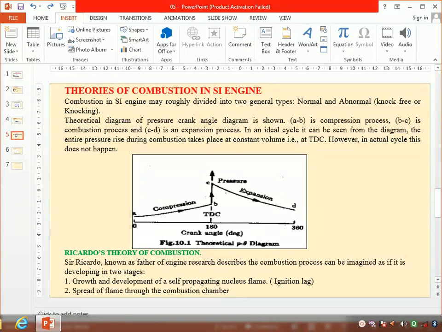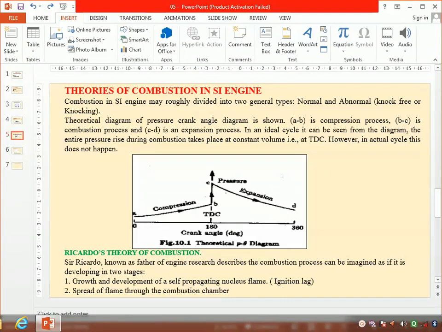The figure shows the theoretical P theta diagram, pressure versus crank angle. A to B is the compression process, B to C is the combustion process, and C to D is the expansion process. In an ideal cycle, it can be seen from the diagram that the entire pressure rise during combustion takes place at constant volume, that is, the entire pressure rise will be at TDC only.